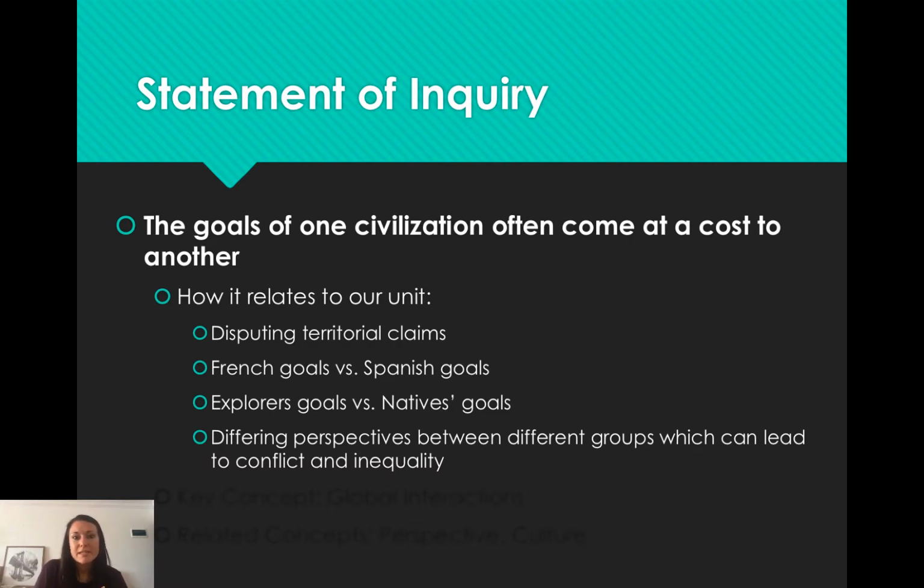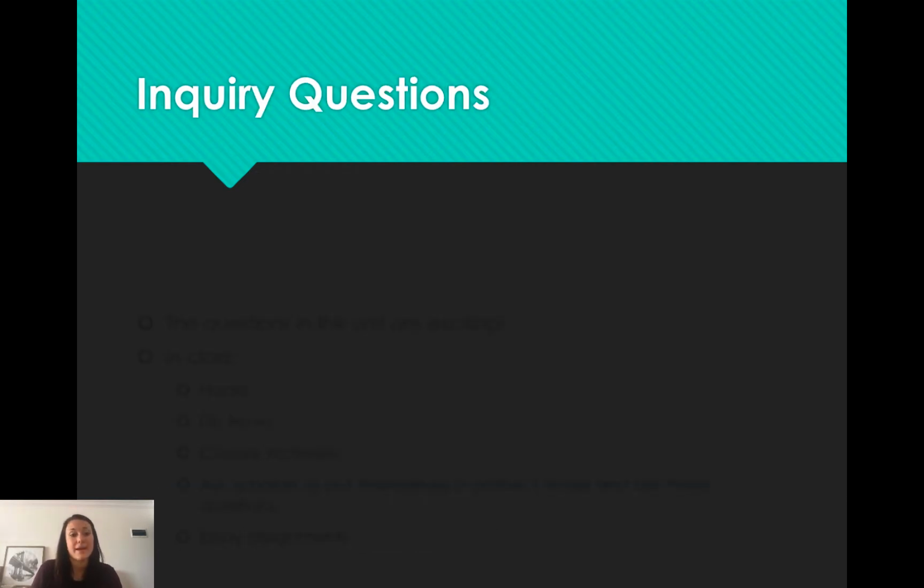And what I love is that we get to talk about the differing perspectives that each of these groups have and how those perspectives can often lead to conflict and inequality. And so that, again, just ties back to that statement of inquiry. We get to look at the positive and negative consequences of people's goals and people's actions and how sometimes they come at a cost. Sometimes those consequences are, in fact, negative.